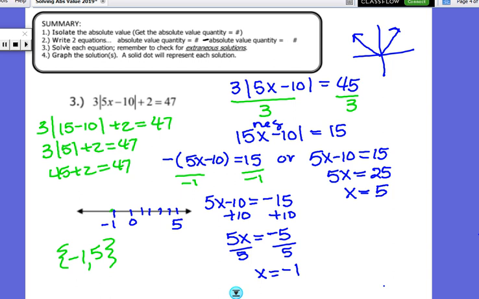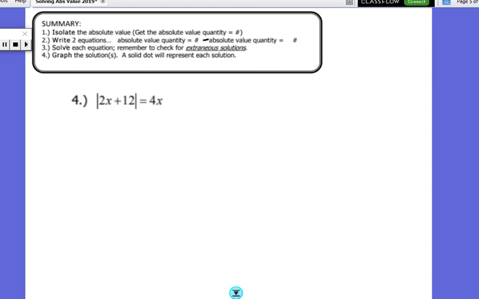So now I'm going to put a solid dot at negative 1 and a solid dot at 5. Alright, so these are the steps I'm going to be following for the rest of these questions. So look at this one. Absolute value is already isolated, so I'm going to make 2 equations. I'm up to step 2. The positive half, or I'm going to negate, making this negative.